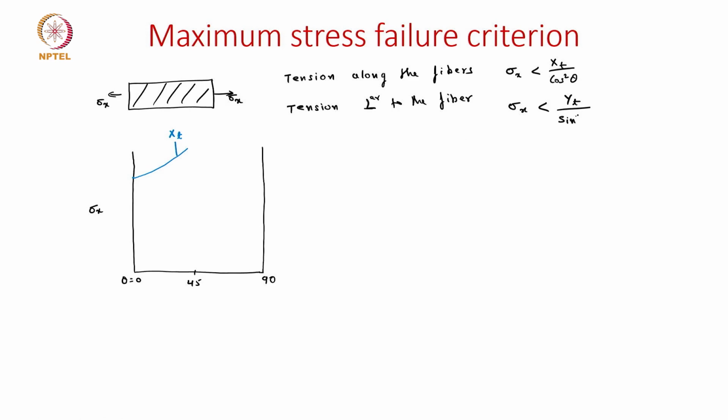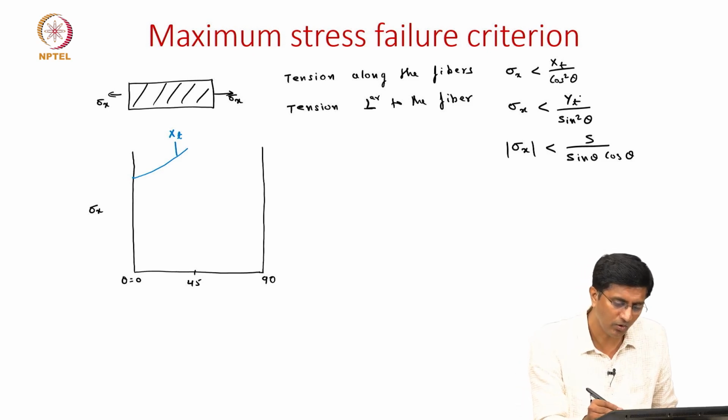Sin squared theta. And lastly, for shear, it will be sigma x should be less than S by sin theta cos theta. I don't need to look at the other two criteria, such as compression, because for this uniaxial loading there is no compression along the fibers, neither is there compression perpendicular to the fibers. But now we have already looked at the first equation.